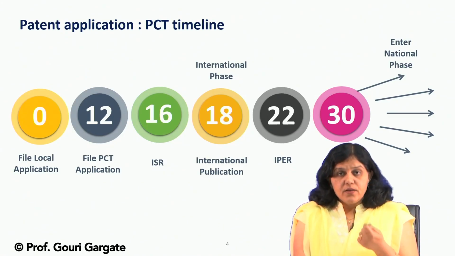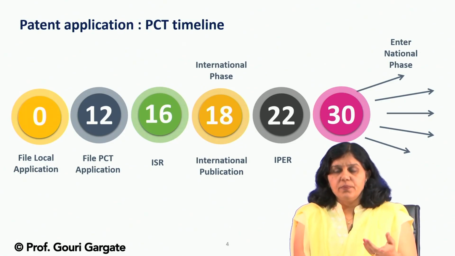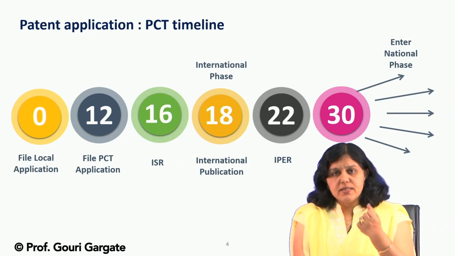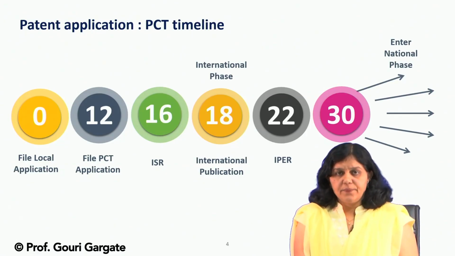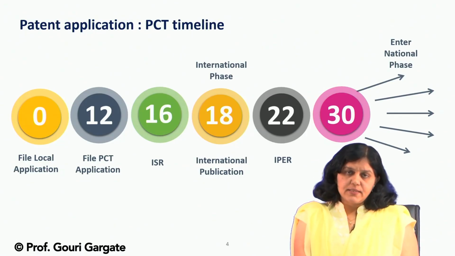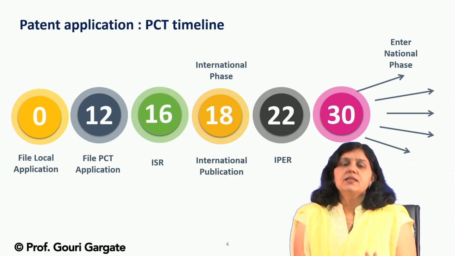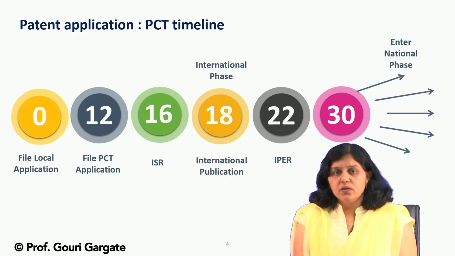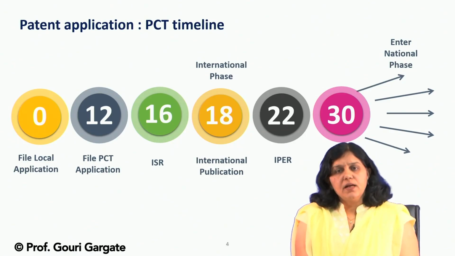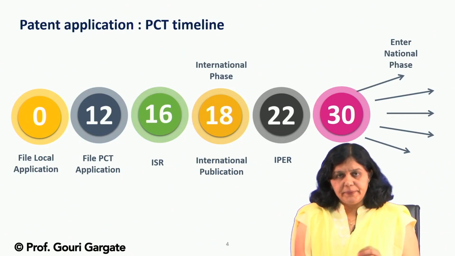Again, if the applicant wishes to avail the IPER, then of course, based on that report, the applicant can decide on the national phase entry. In any case, the time available is 30 months or 31 months, depending on the country where the applicant wishes to apply for the patent.